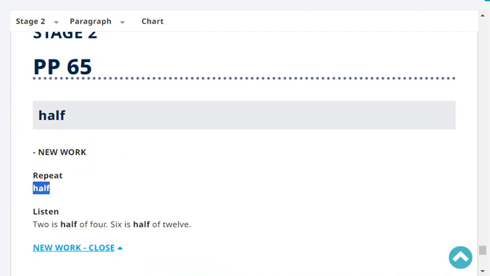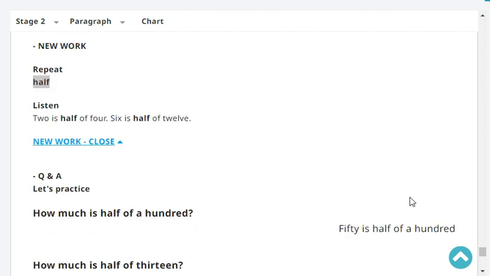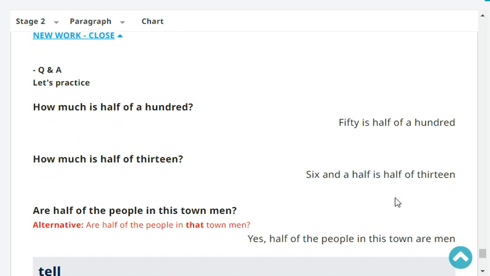Very good. Okay, listen. 2 is a half of 4. 6 is a half of 12. Okay, let's practice. How much is half of 100? 50 is half of 100. How much is half of 13? Six and a half is half of 13. Very good.